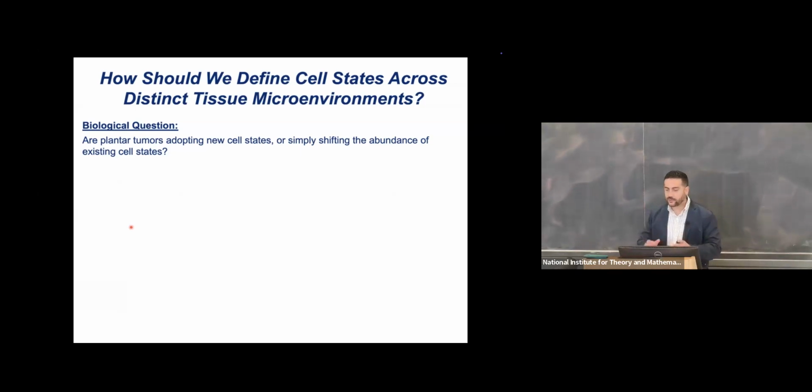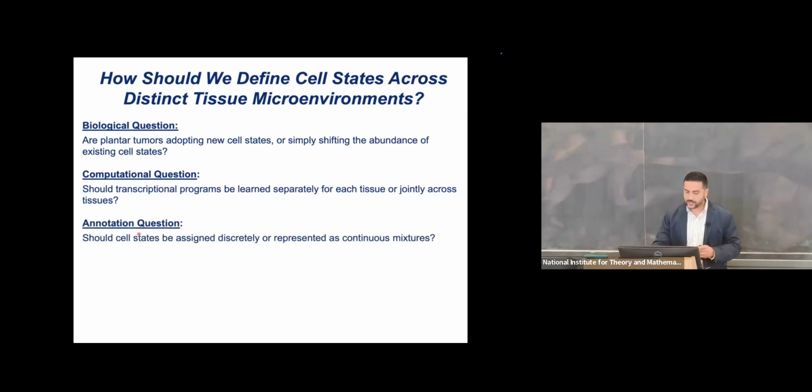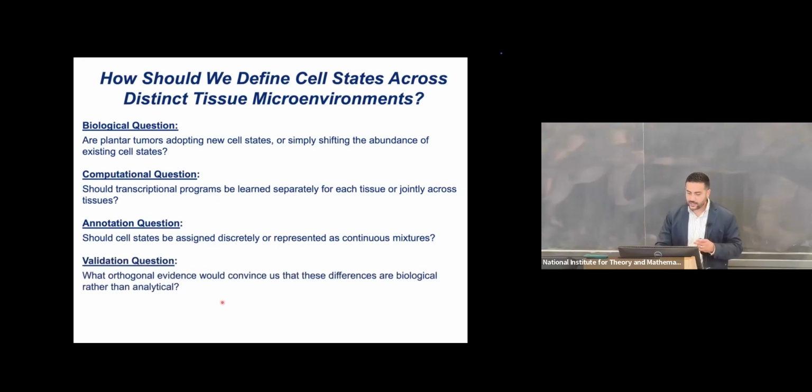Some of the way we're thinking of answering this is with Yogesh performing those lineage barcode approaches. In terms of a computational question: should transcriptional programs be learned separately for each tissue or jointly across the tissues? Annotation question: should the cell states be assigned discretely or represented as continuous mixtures? Continuous. And then the validation question: what kind of orthogonal evidence would convince us that these differences are biological rather than analytical? So those are the questions we're hoping to get advice on, and have already gotten a good deal of advice from the community.